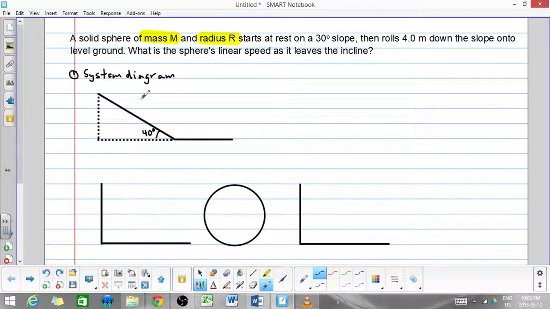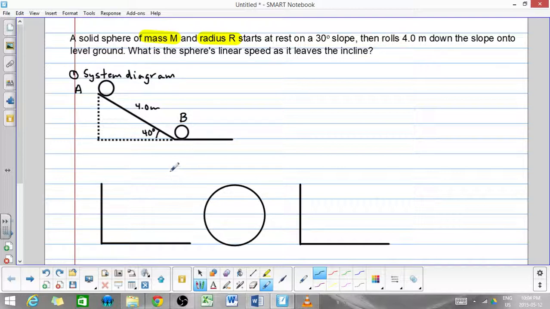So I've drawn in our slope. This is the 4 meters from top to bottom along the incline. And the two positions we're interested in here are at the top of this slope when it's at rest, and at the bottom as it's rolling away. So we can label those position A and position B.